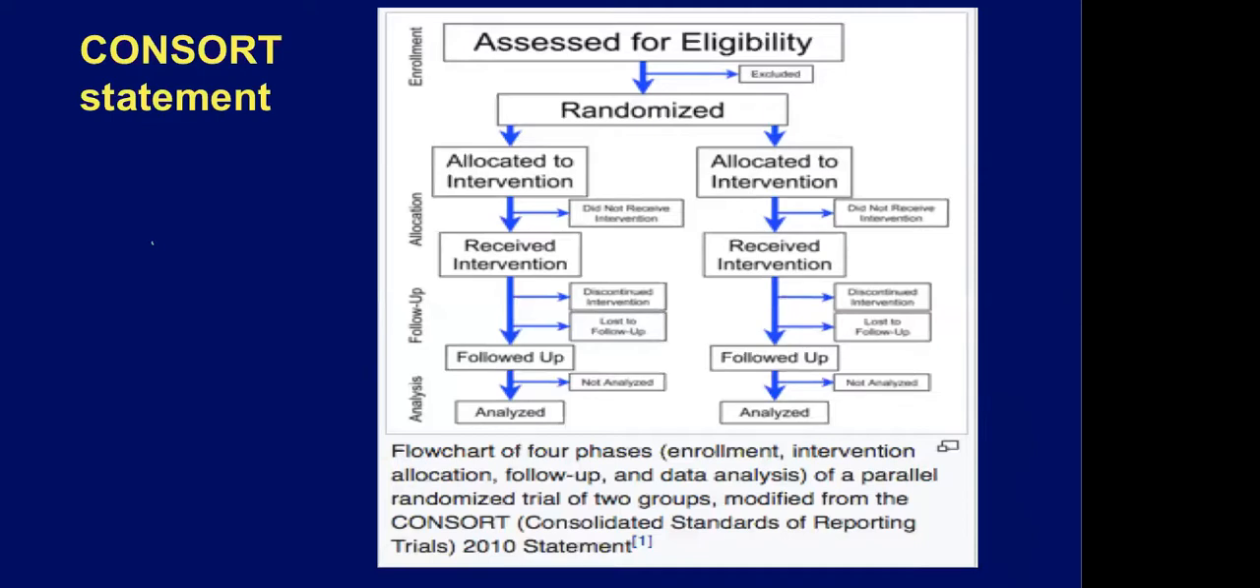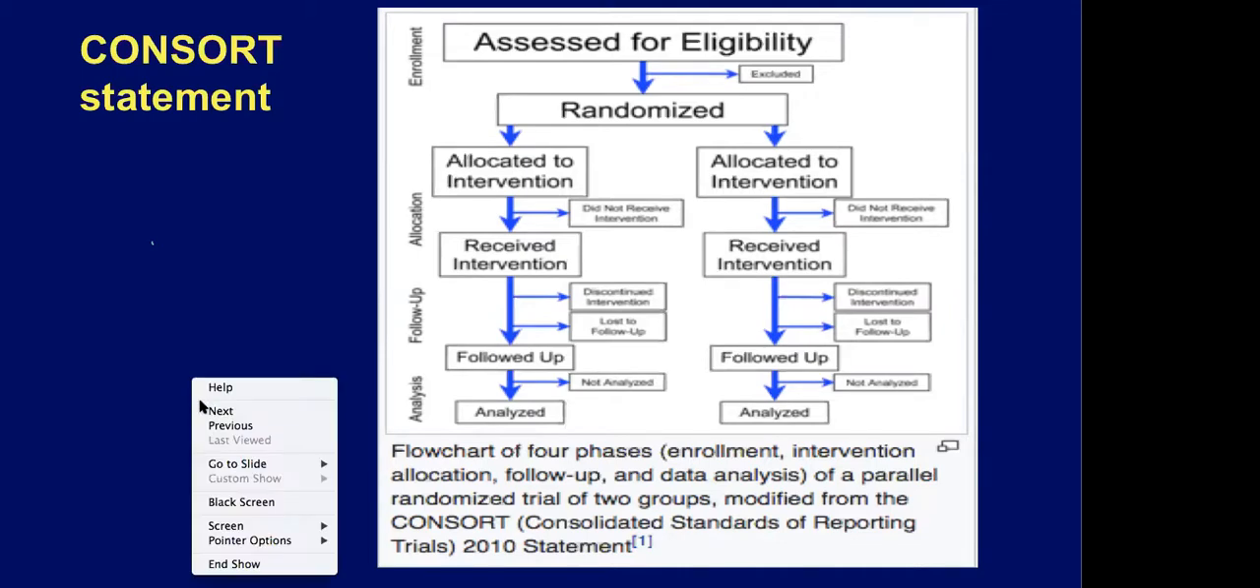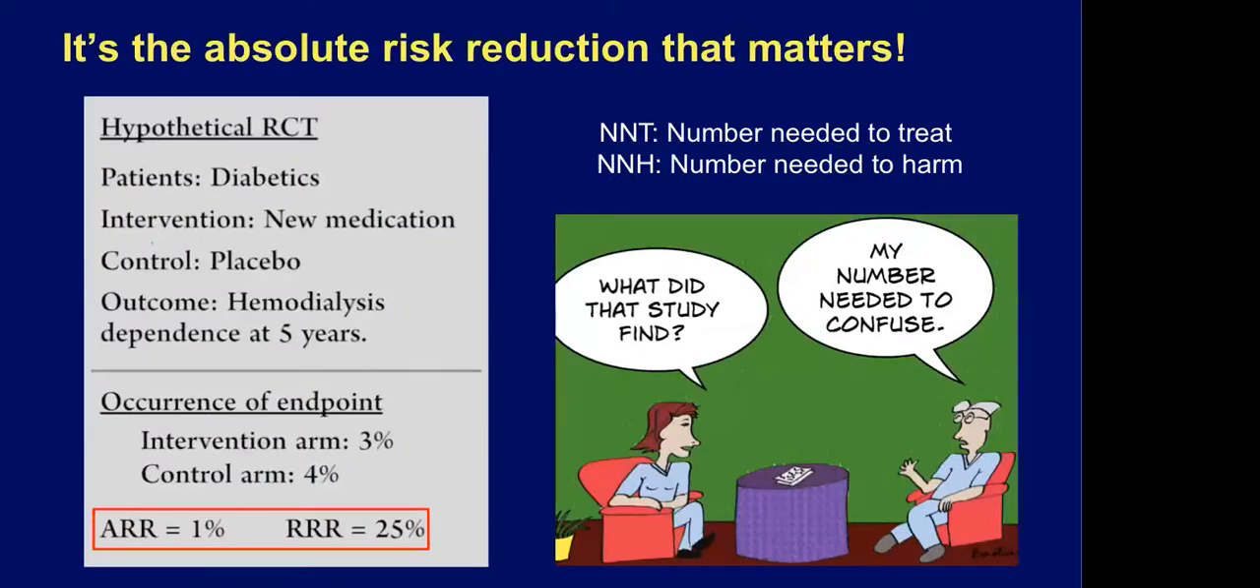And that's the reason why in any randomized trial, you have to look at this flowchart that we refer to as a CONSORT statement, because it tells you how many were assessed for eligibility, how many were excluded, how many were randomized, how many received the intervention, because this also tells you how applicable it is to clinical practice. It also tells you how robust the conduct of the clinical trial is. And this is something that is now mandatory when you report a randomized controlled trial.